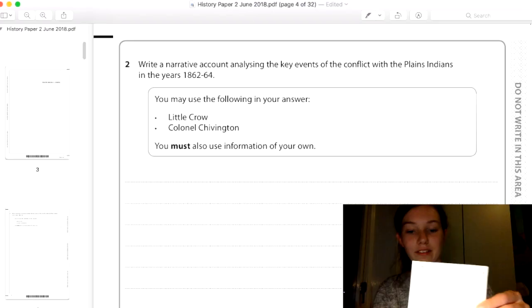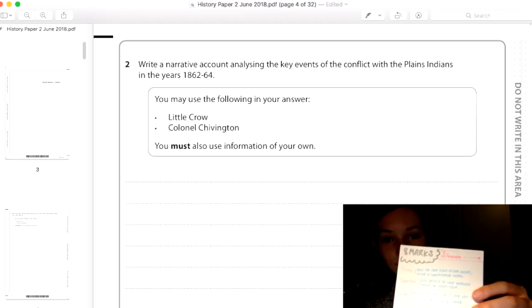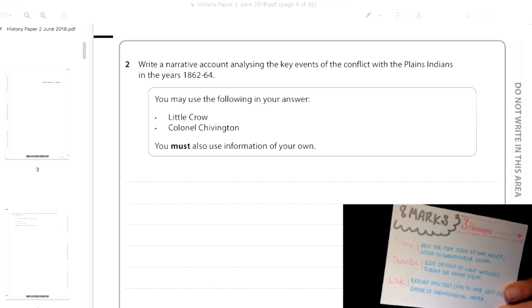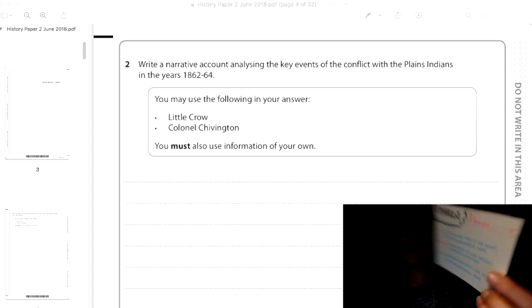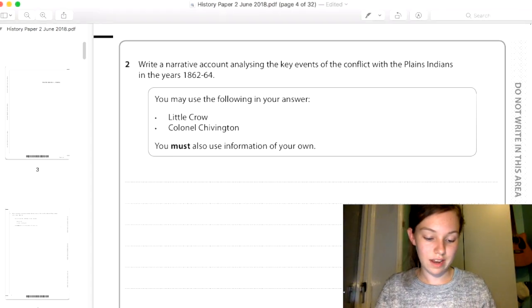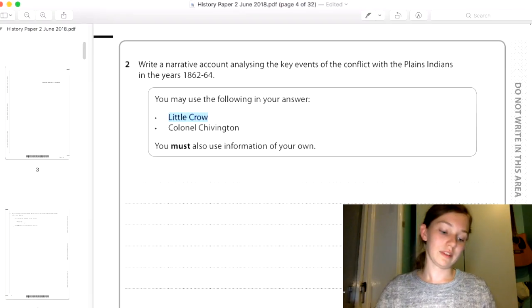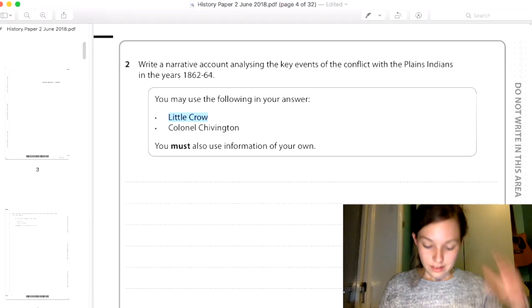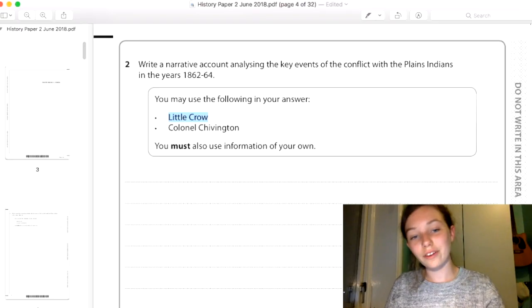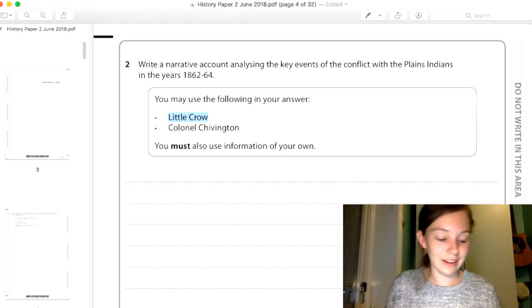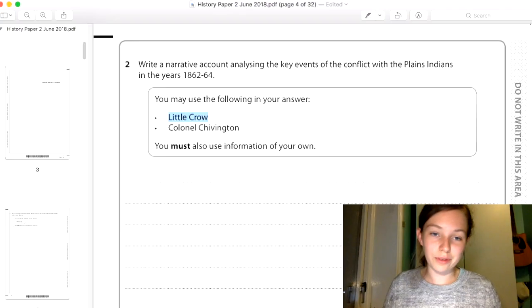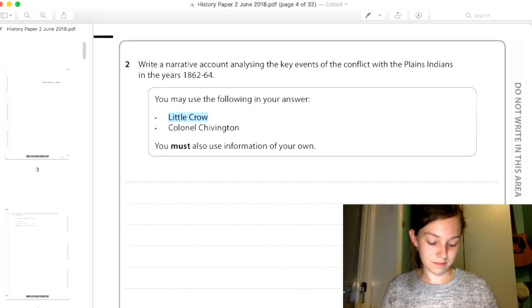So you've got, don't know if you can see that. Oh yeah. So 8 marks, and you'd name the event. So Little Crow and what he did. You've got to do it in the right order, so you've got to do it in chronological order. Name the event, and then start talking, describe what happened in the event.